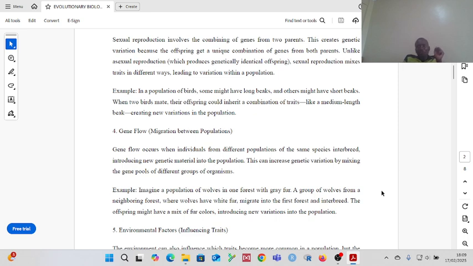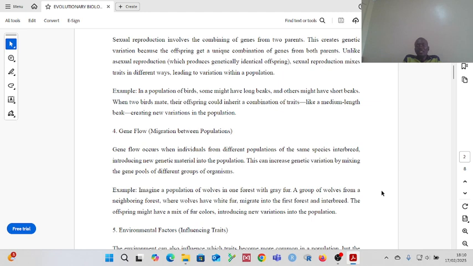Then there is a group of wolves from a neighboring forest. Okay? And these wolves in a neighboring forest have white fur. But now they migrate into the first forest. All of them are wolves, meaning they are from a common species. When they migrate into the first forest, they interbreed.